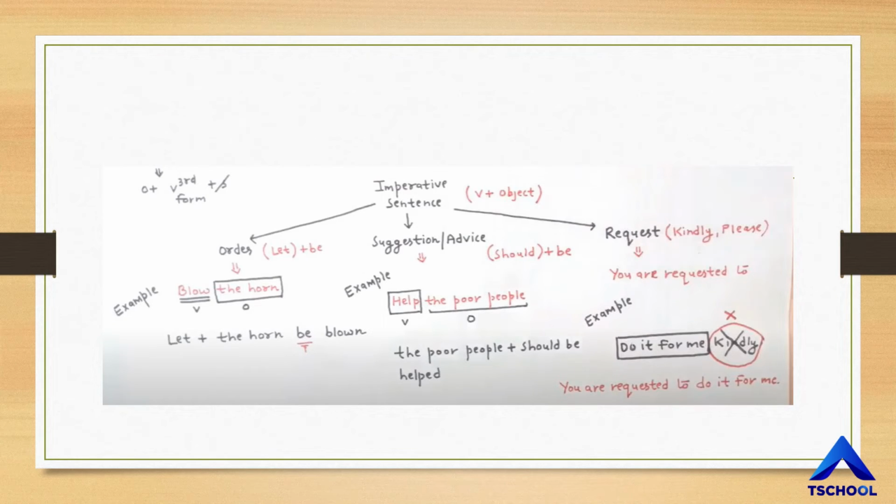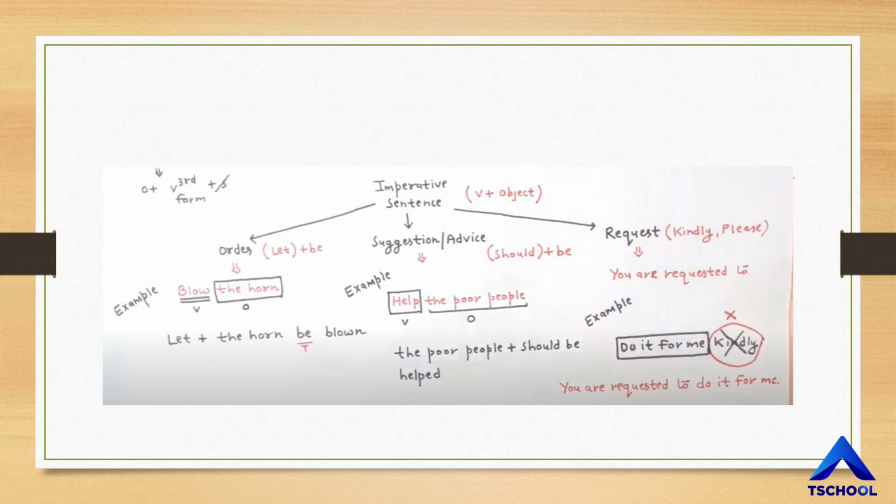I'm repeating it again. Let is to be put first because that is the subject. That is what we have to understand in the concept, because the subject would be missing in the question. So if it is a kind of an order, in the imperative sentence, we need to put let plus be. So the answer is let the horn be blown. Blown, the verb is in the third form. I hope the concept of order is clear.